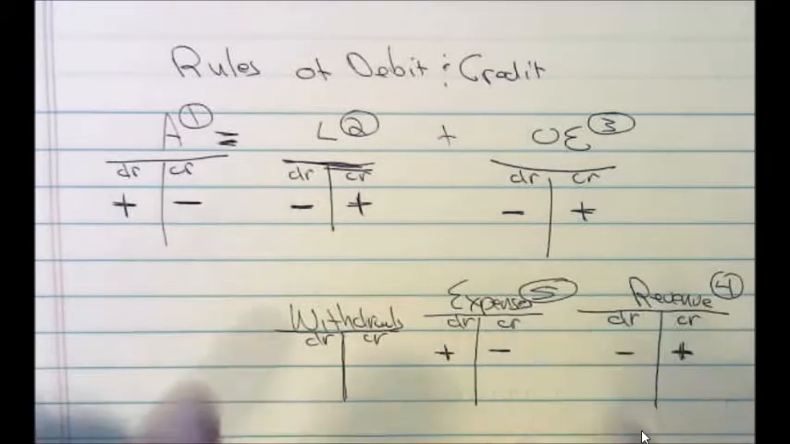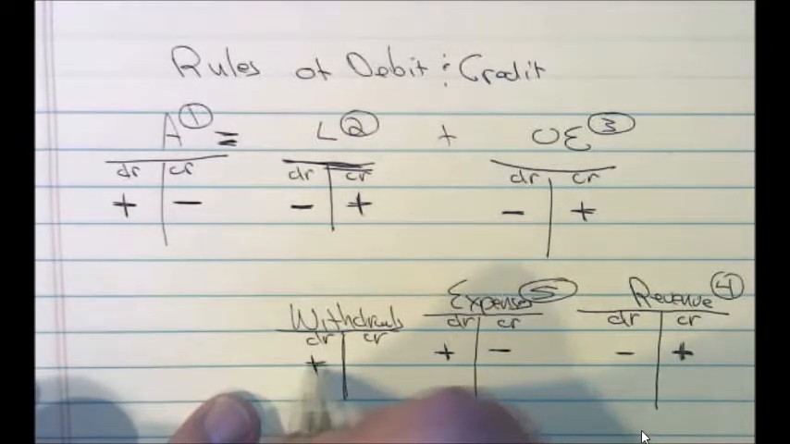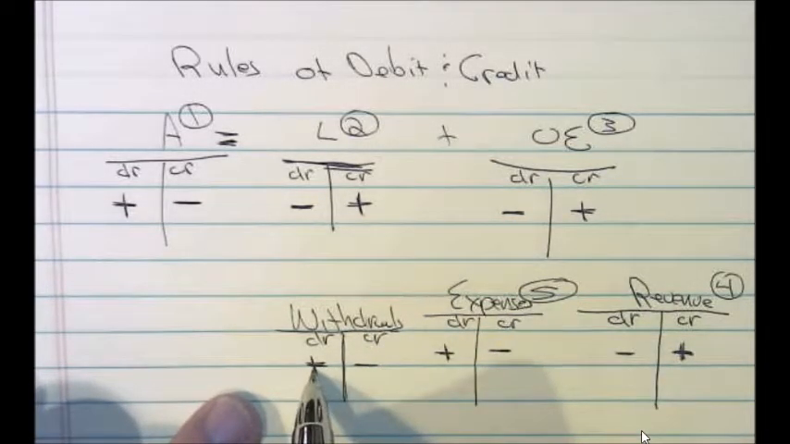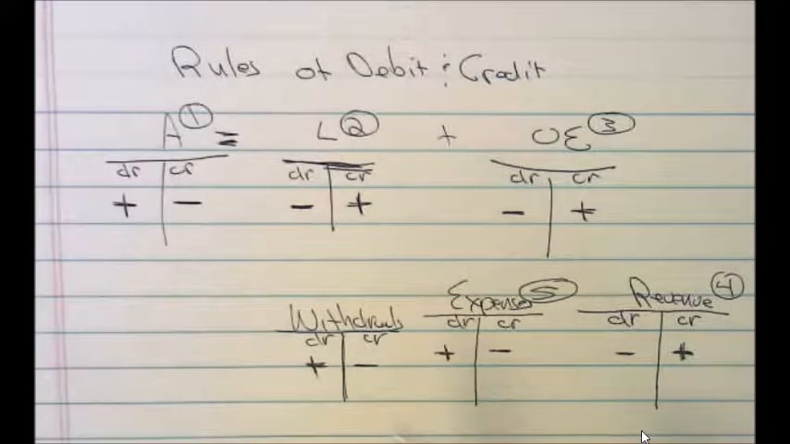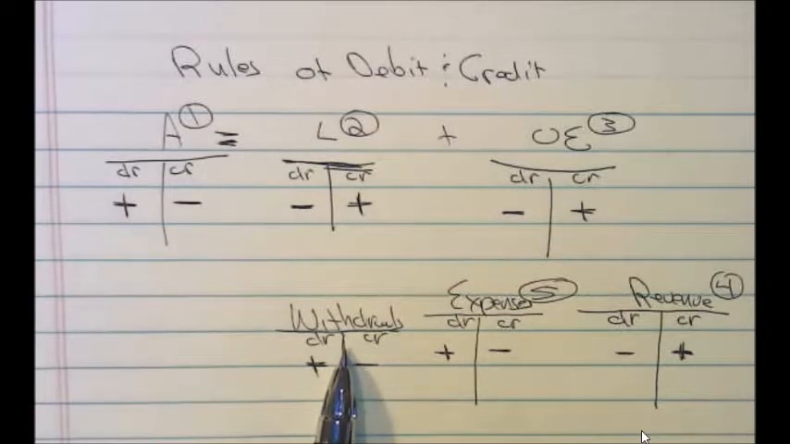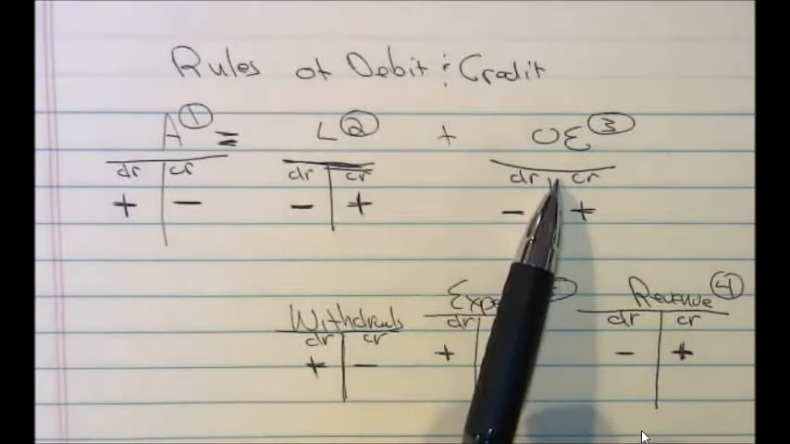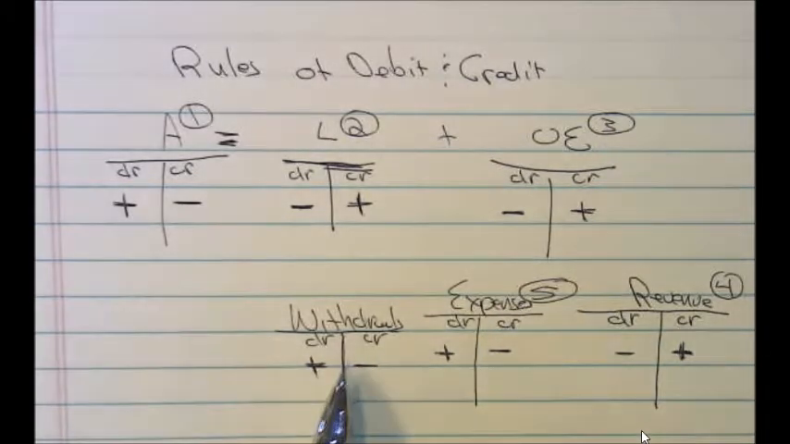So withdrawals are going to behave how? With a normal debit balance. I'm going to increase them on the debit side. So what we have here is withdrawals is an owner's equity account, but it's the opposite of owner's equity, right? It's a reduction in equity. So the term that we use is contra equity, right? So the kind of account that withdrawals is a contra equity account because it's what? The opposite of equity, right? So there we are so far.